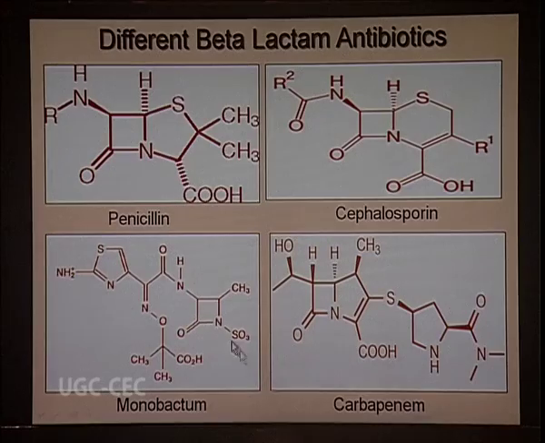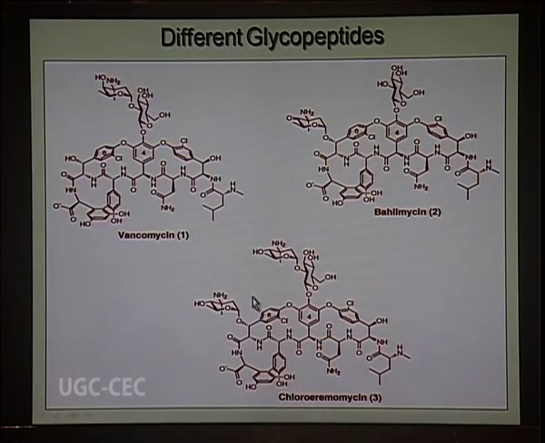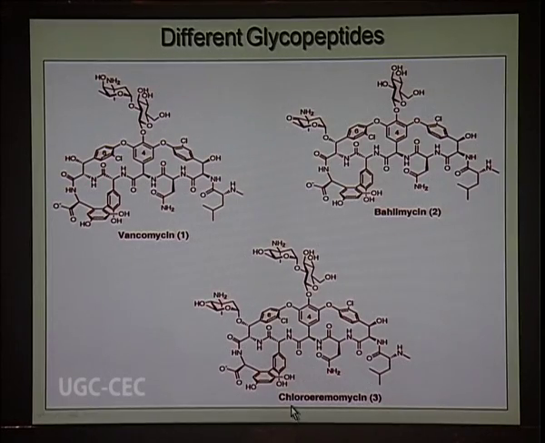Monobactam is a much better one because monobactam inhibits the mucopeptide and it binds to the penicillin binding protein. And the carbapenem is also resistant to beta-lactamase and it is also binding to PBP or penicillin binding protein. There may be the glycopeptides, which are also inhibiting the cell wall biosynthesis because they will block the alanyl-alanine cross-linkage, and they include the vancomycin, the valymycin, and the chloroerythromycin, etc.